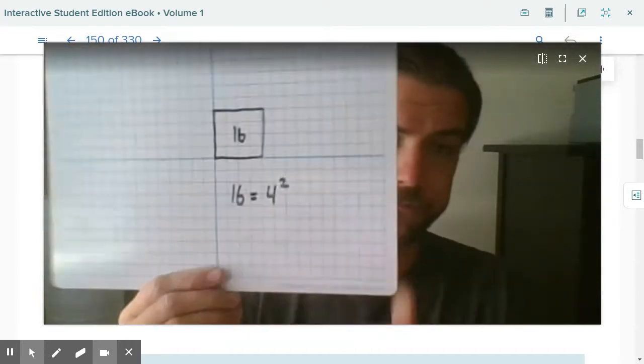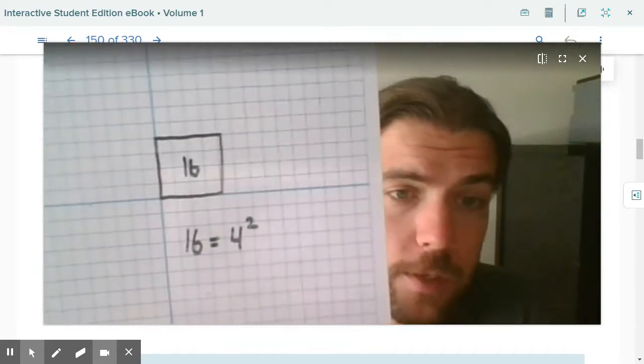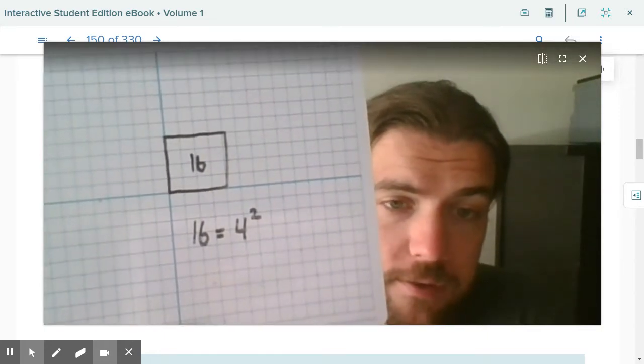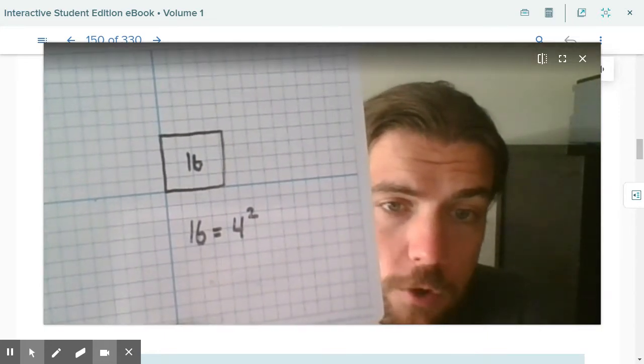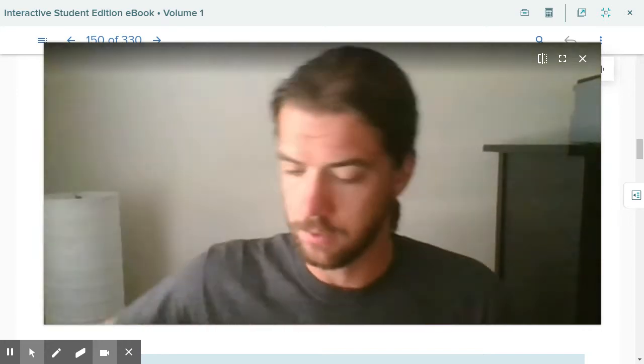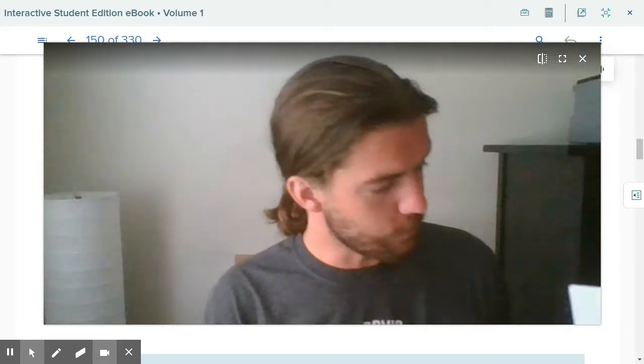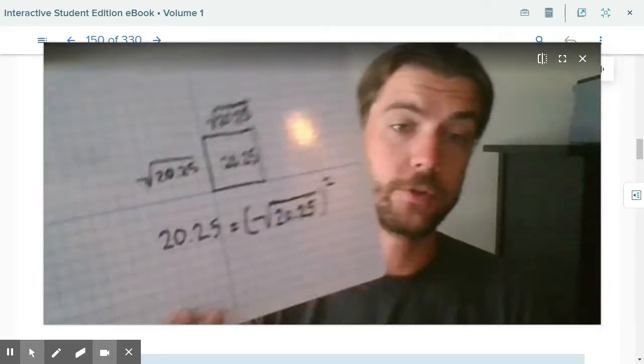Any number can be written as some other number squared. So if I have 4 times 4 and I have an area of 16 here, I can say 16 is just 4 squared. Okay? It's just the square root of 16 squared. Now, we don't need to have perfect squares for this to be true.